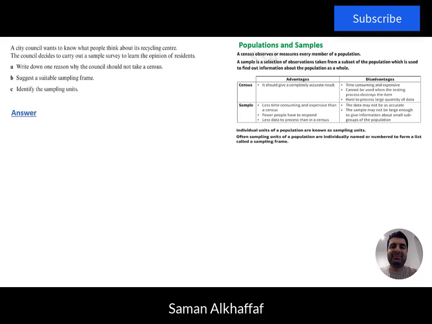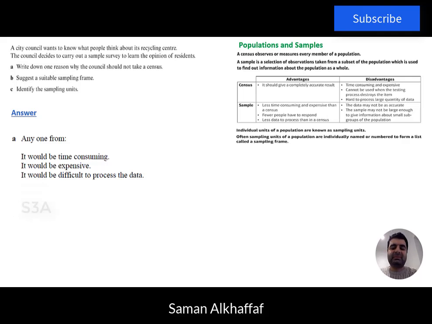The council decides to carry out a sample survey to learn the opinion of residents. First, write down one reason why the council should not take a census. Now, in this scenario, it could be time consuming for the council, it could be expensive, and it could be difficult to process all the data. So a census will not be the right approach to take in this scenario.